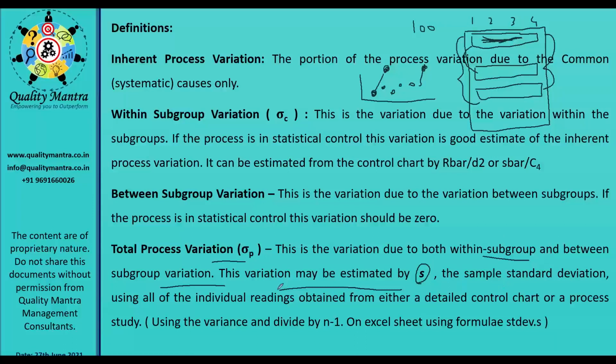The sample standard deviation using all of the individual readings obtained from either a detailed control chart or a process study. Using the variance, you need to use the variance divided by n-1, on the Excel sheet using the formula STDEV.S. So why do you need to understand this within subgroup and total variation? Because you are going to use this for calculating the CPK and PPK. For capability, let us move to the next, then you will understand.